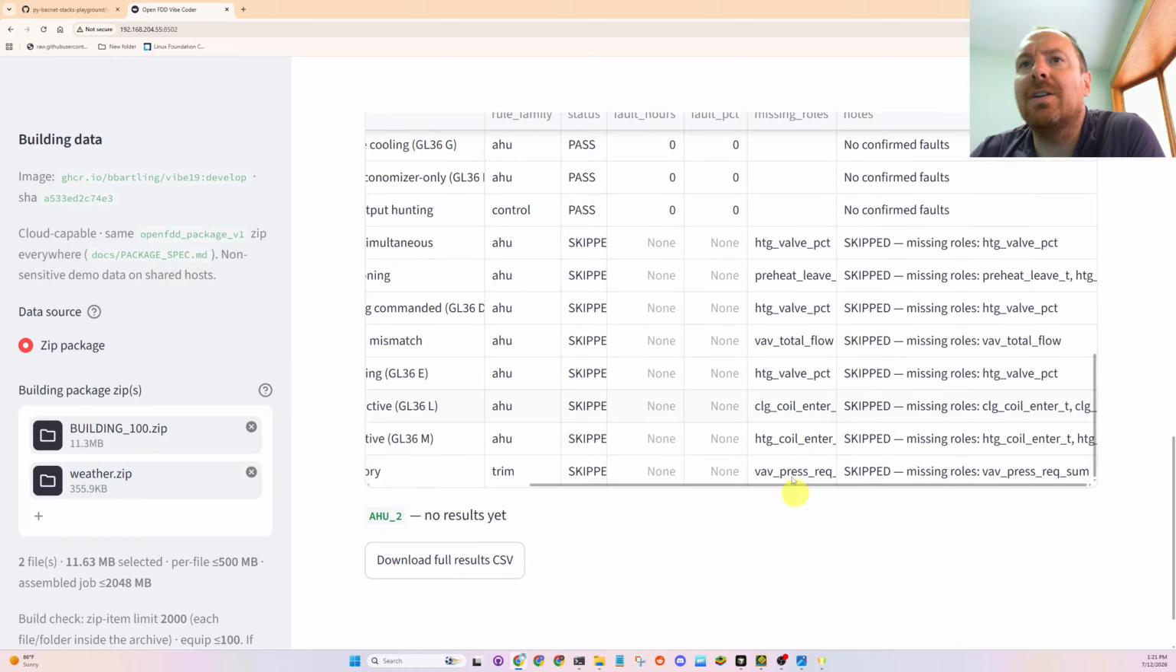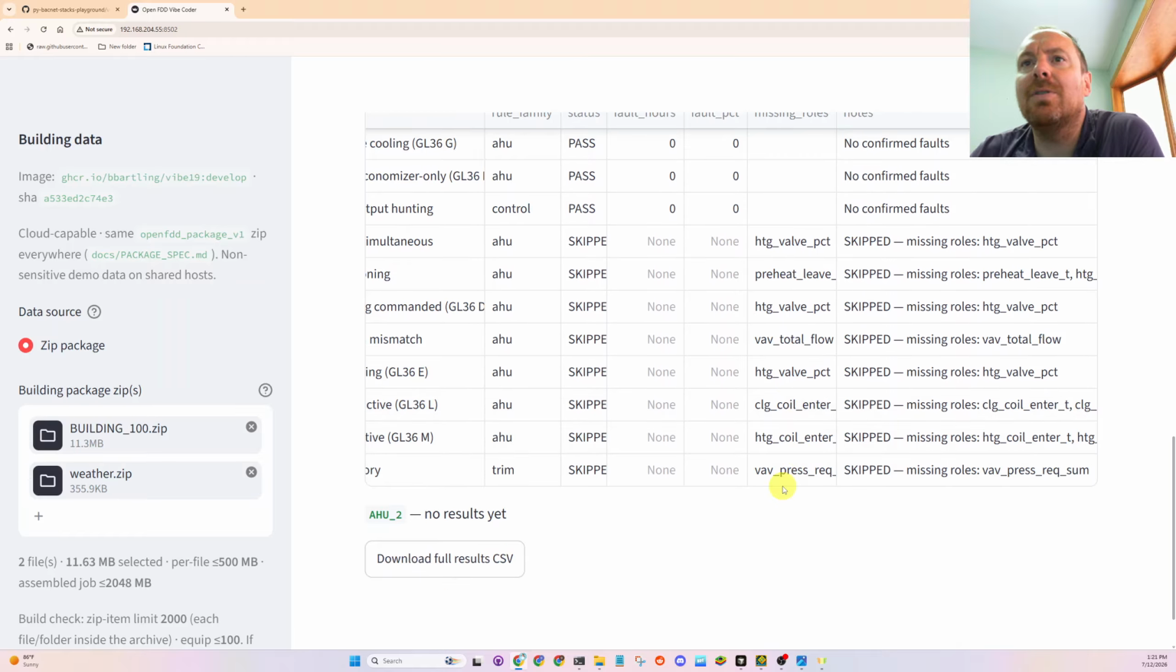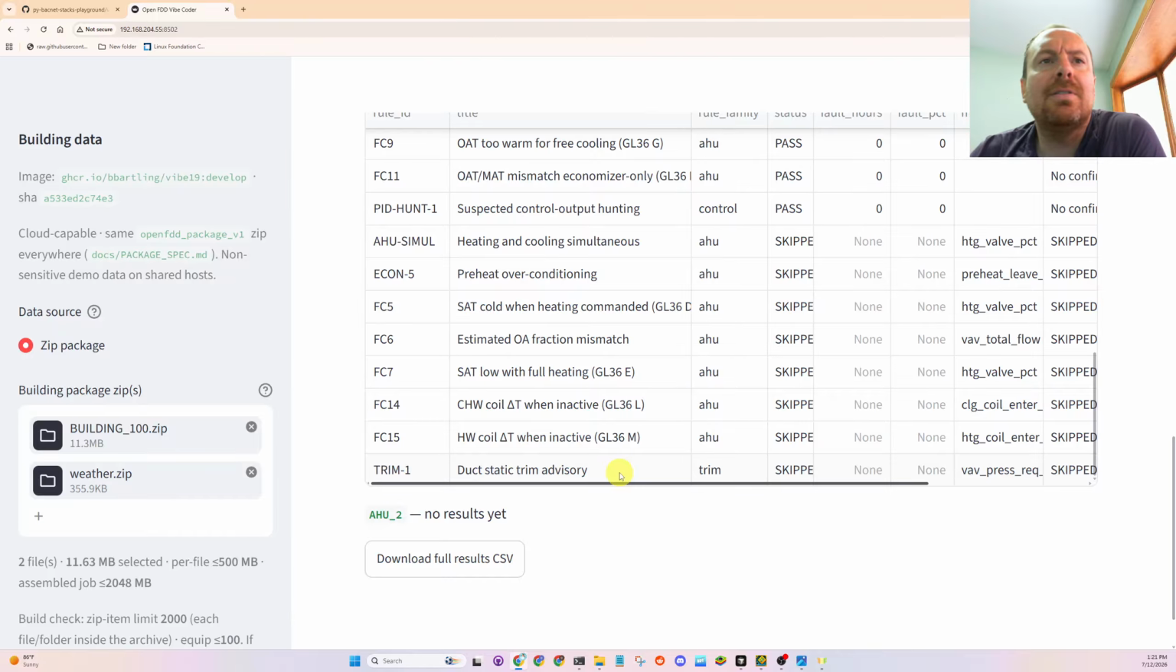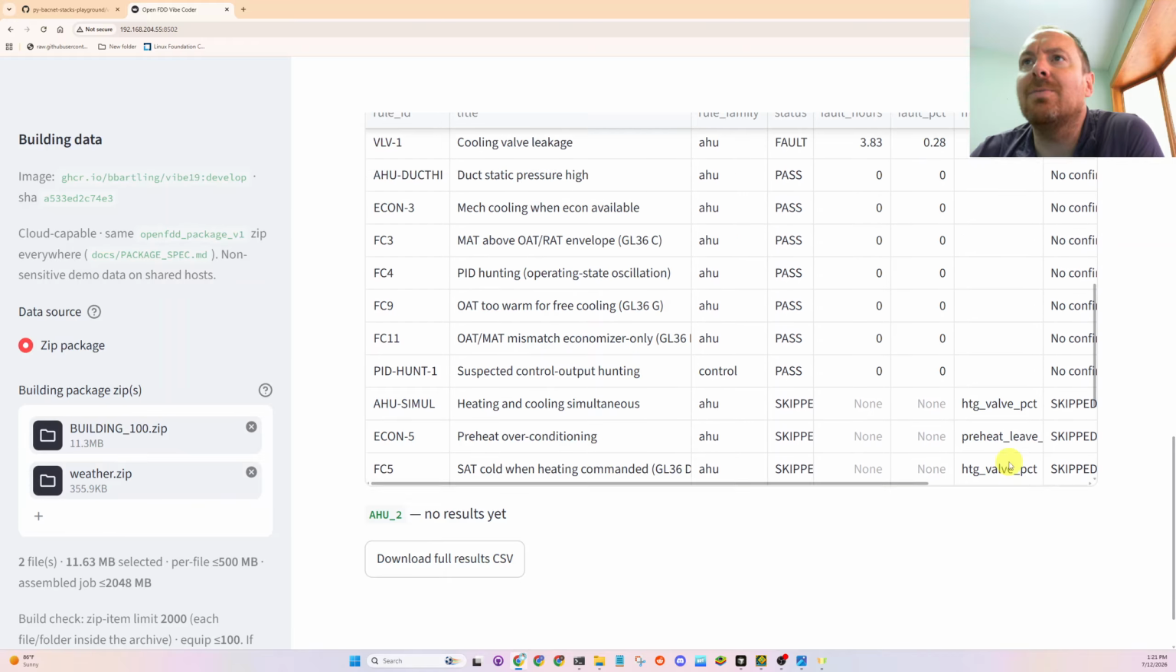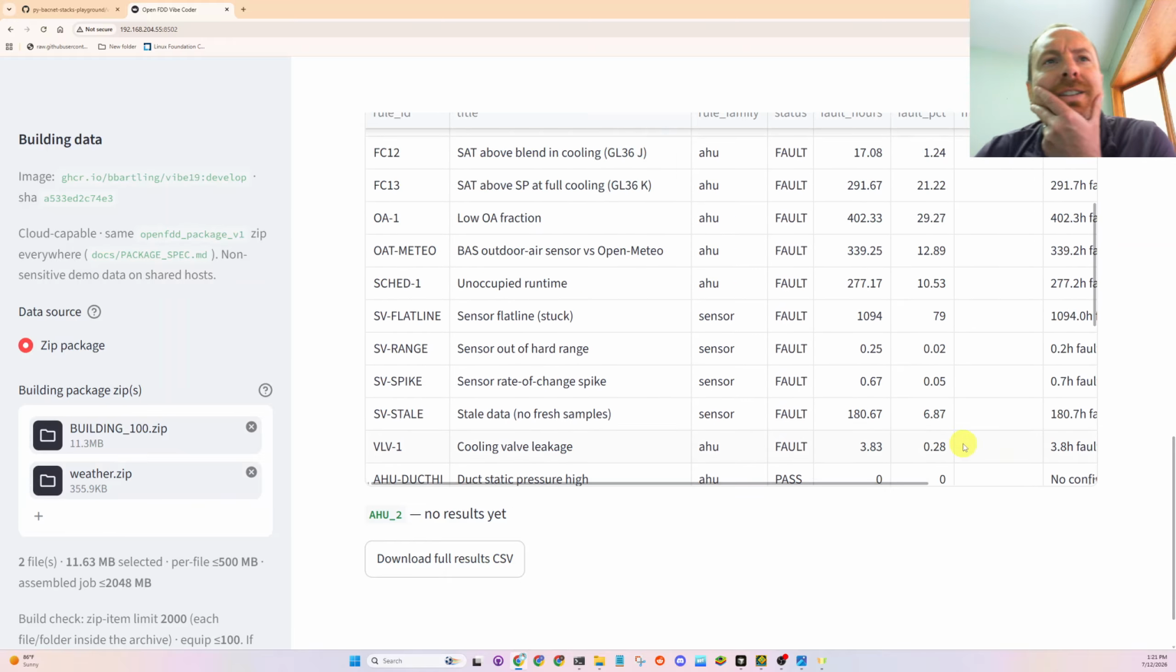Some of them require a cooling coil, heating coil temperatures. The trim and respond ones require a calculated VAV request. So let's look again at what it did. Cooling valve leakage, stale data. I've looked at the data set before and there is some data that was not updating really well. I'm not too worried about it because it could just be something about how the data is captured.